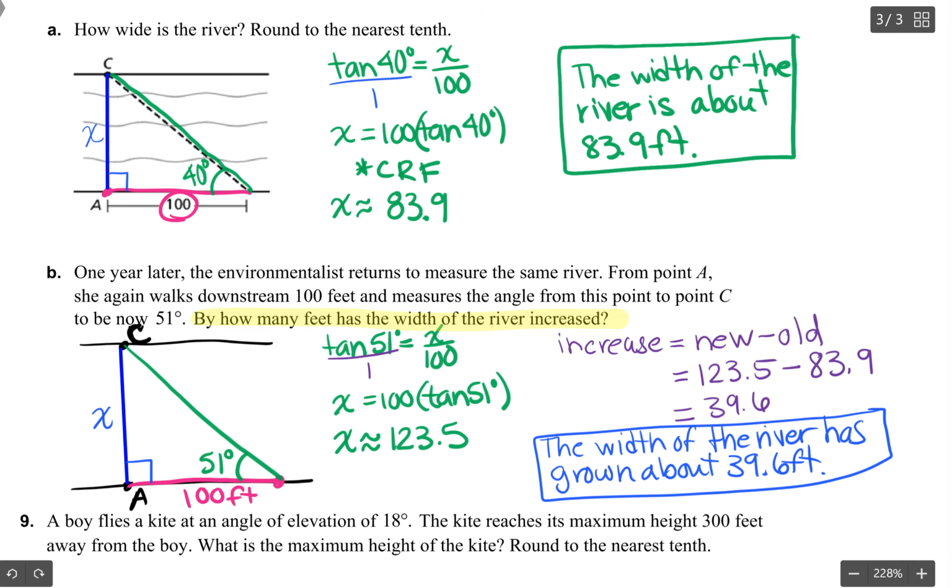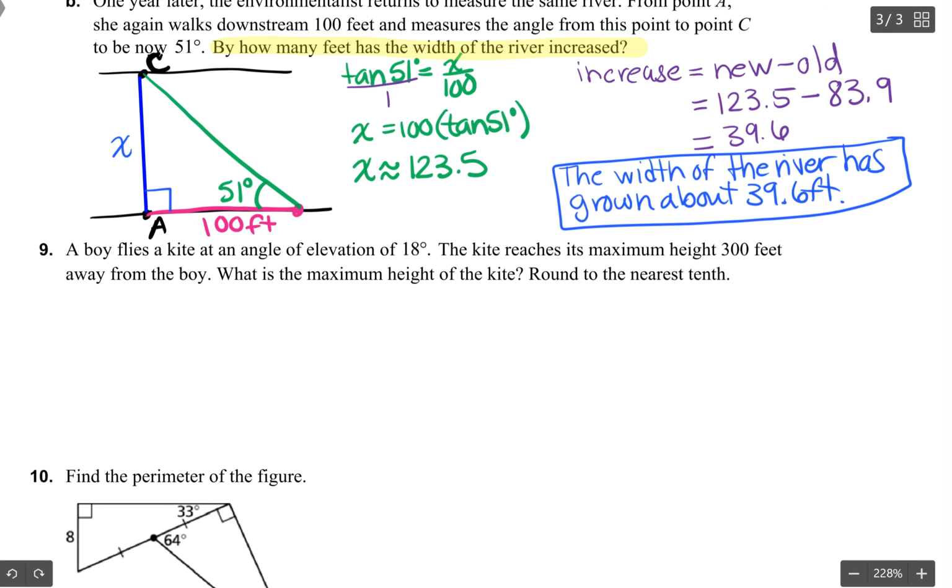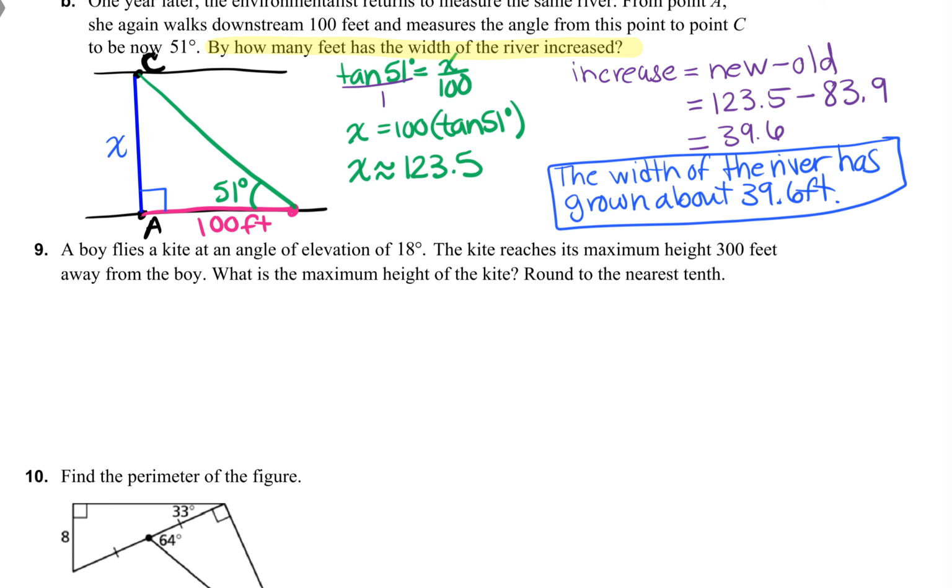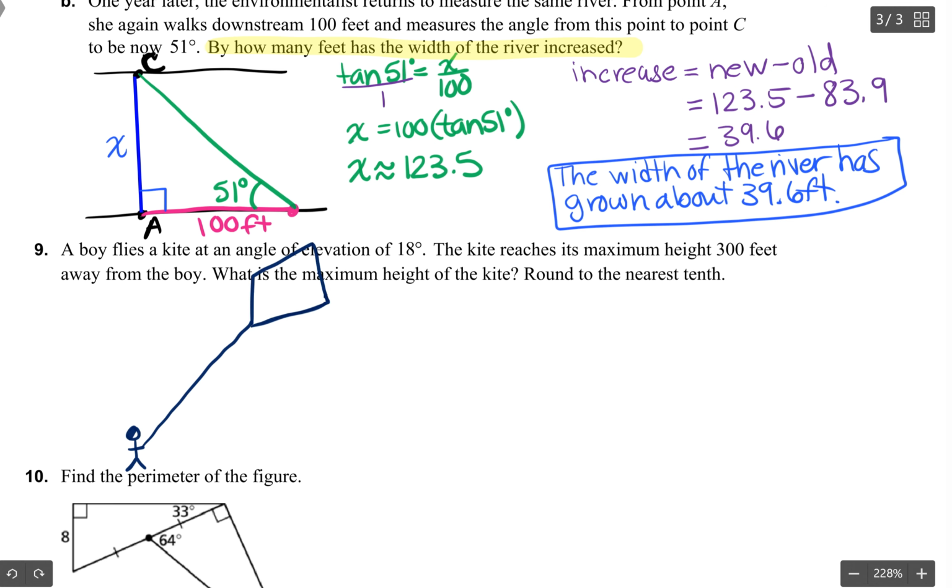All right, question number 9. Question number 9 has to do with angle of elevation. So it says a boy flies a kite at an angle of elevation of 18 degrees. And so let's think about this. So here is our boy flying his kite. It's a terrible kite. Anyways, the boy is flying his kite. I'll draw a little thing hanging down from the kite. Whee! And it says the angle of elevation is 18 degrees. The kite reaches its maximum height 300 feet away from the boy. What is the maximum height of the kite?